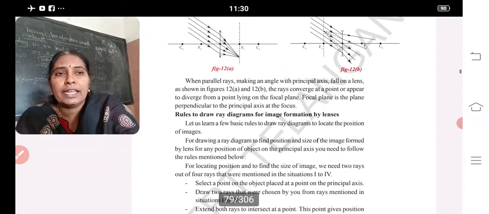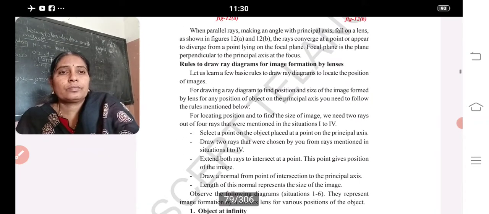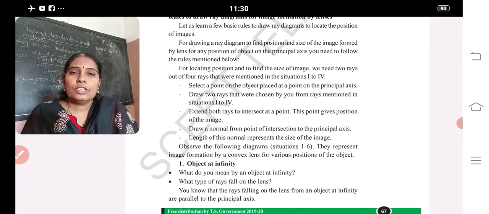Rules to draw a ray diagram. First, select a point of the object on the principal axis. Draw two rays from the four situations to get the image. Extend both the rays and find the intersecting point. That point will give the position of the image. And draw a normal from that point to the principal axis, that will decide the size of the image.